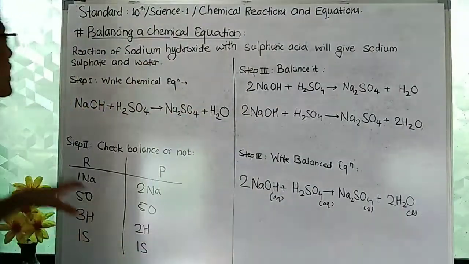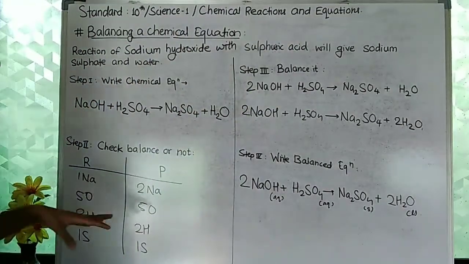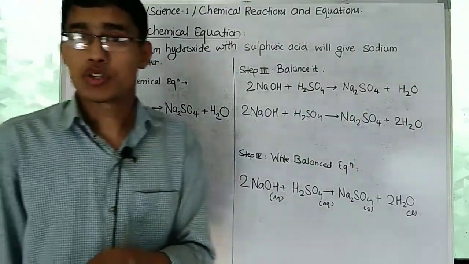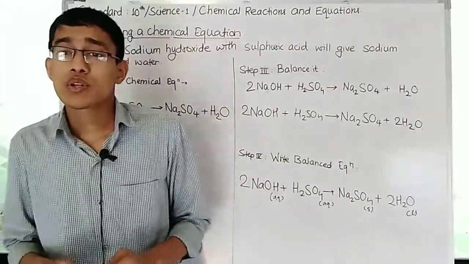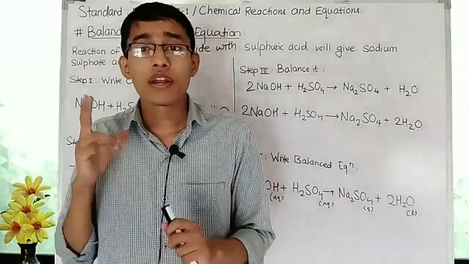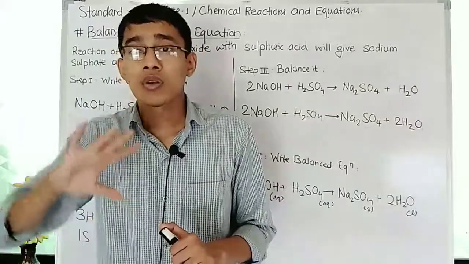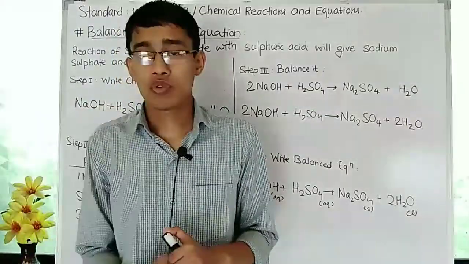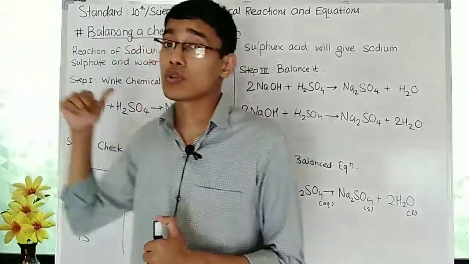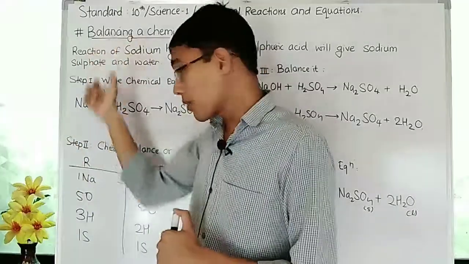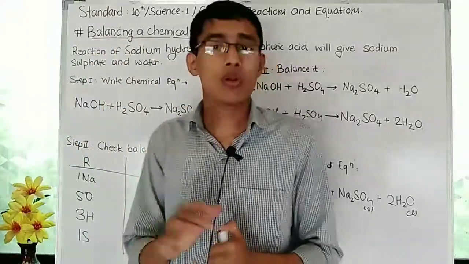So in this way we can balance a given chemical equation if it is unbalanced. In the description you will find a link where you will find 2 unbalanced equations converted into balanced equations. You have to write down those equations and also this equation complete with their steps in your notebook.